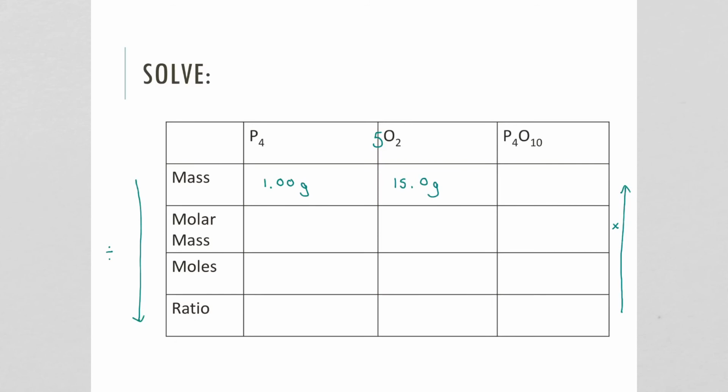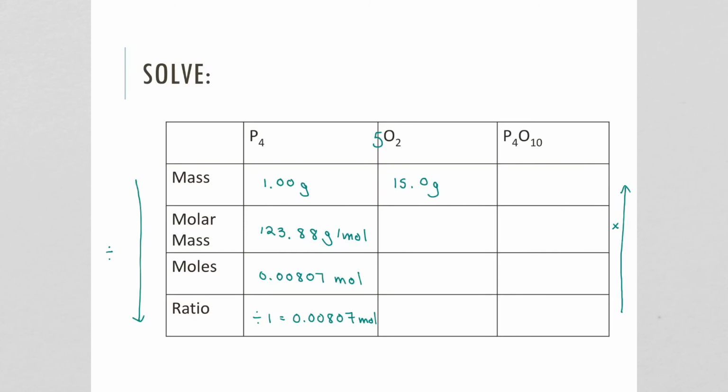Our molar mass for P4 is 4 times the molar mass of phosphorus, so 123.88 grams per mole. So we'll figure out the moles, that will be 1 divided by 123.88, which is 0.00807 moles, and we divide by our coefficient, so 0.00807 moles, because there was just a coefficient of 1.